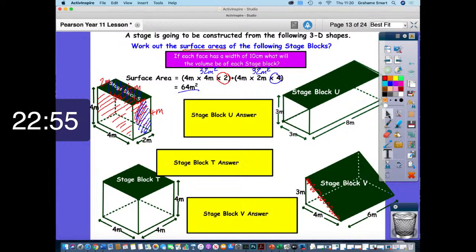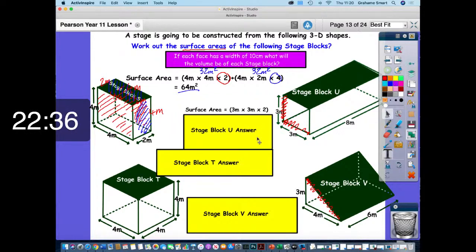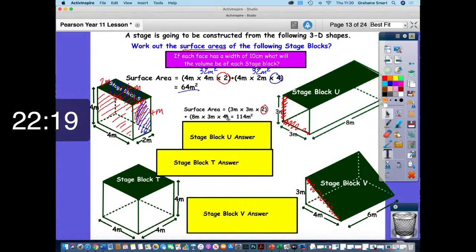Let's have a look at stage block U. And again here, because you've got a square on the side here, four of the faces are going to be calculated by doing 3 times 8. And the two sides are going to be given by 3 meters multiplied by 3 meters. So I've got 3 meters multiplied by 3 meters times by two, because two of the faces of the shape have that area. And then I'm going to have 3 meters multiplied by 8 meters times by four, because four of the faces are going to have that area. And if you work that out, that gives you 114 meters squared. Okay, so that's stage block U.